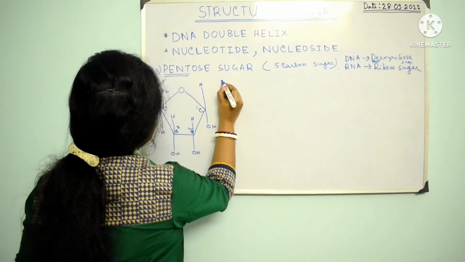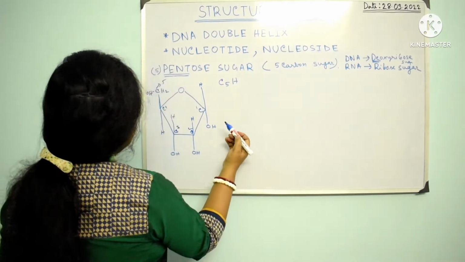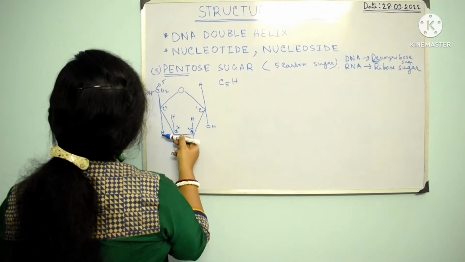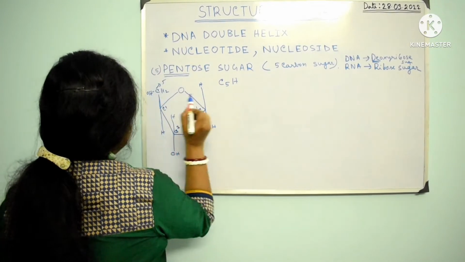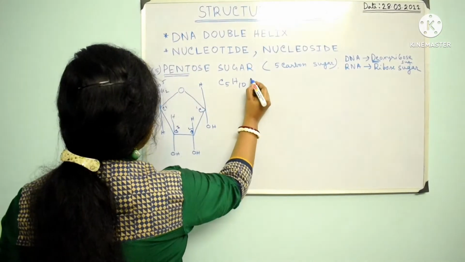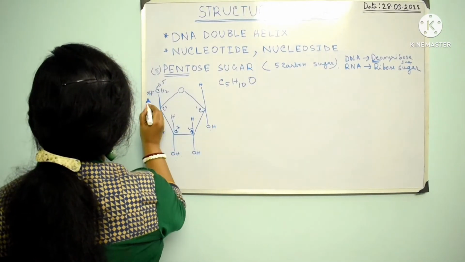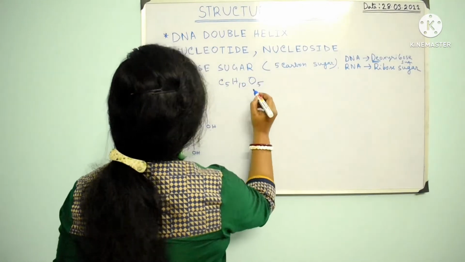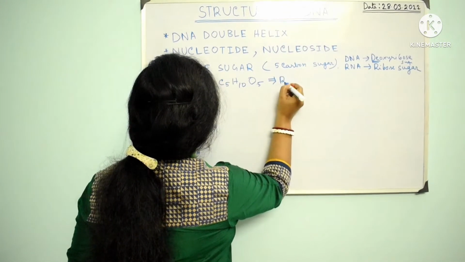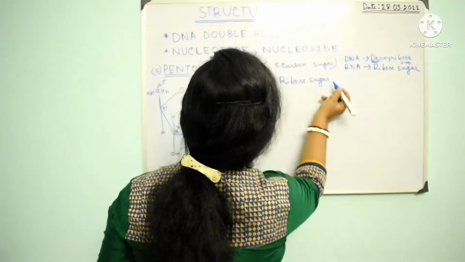So let's write the formula. C5, and how many H are present here? 1, 2, 3, 4, 5, 6, 7, 8, 9 and 10. So C5H10, and how many O are present here? 1, 2, 3, 4, 5. C5H10O5, this is pentose sugar and this is ribose sugar, which is present in RNA.